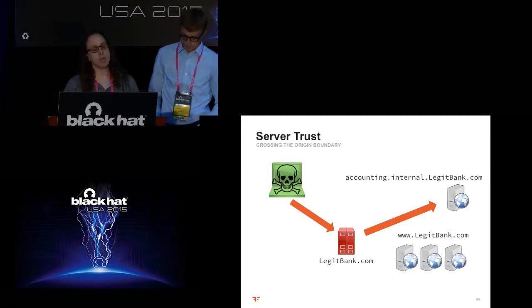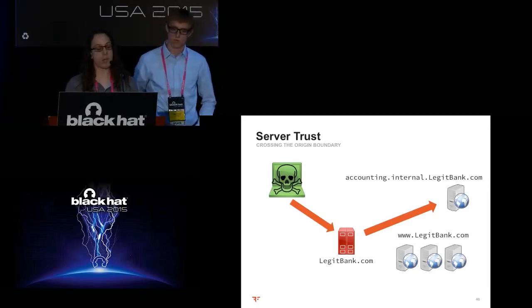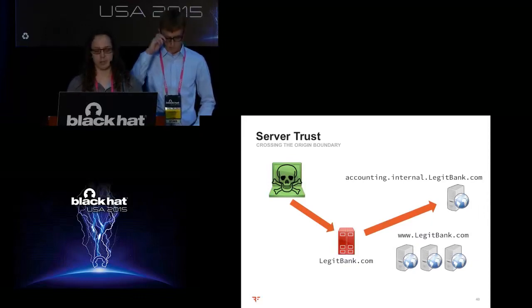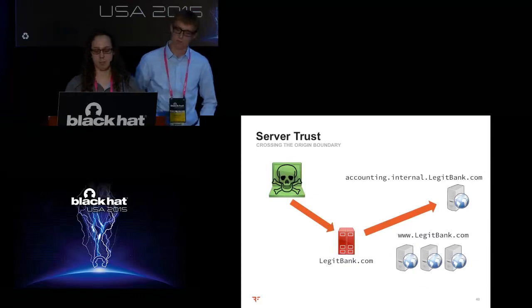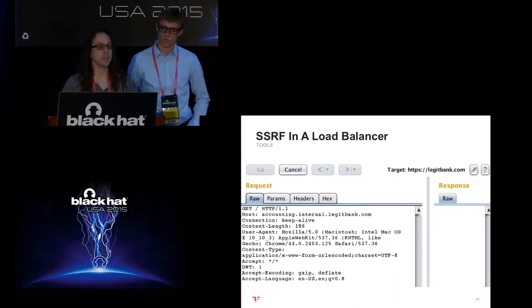So when you gave it www.legitbank.com, you accessed one of the HTTP servers hosting this application. So what about accounting.internal.legitbank.com? Well, using Burp Repeater, we established an HTTPS connection to legitbank.com, a publicly resolvable IP address. Then we changed the host to accounting.internal.legitbank.com, and lo and behold, it gave us access.